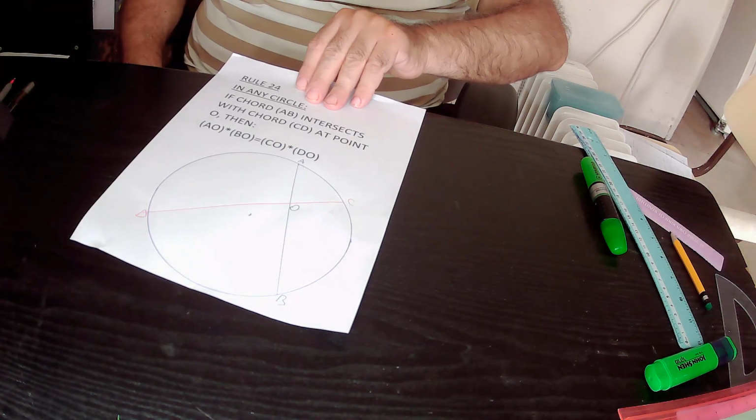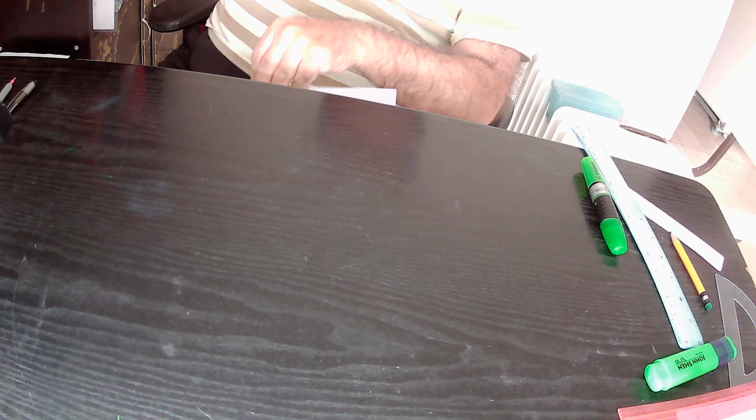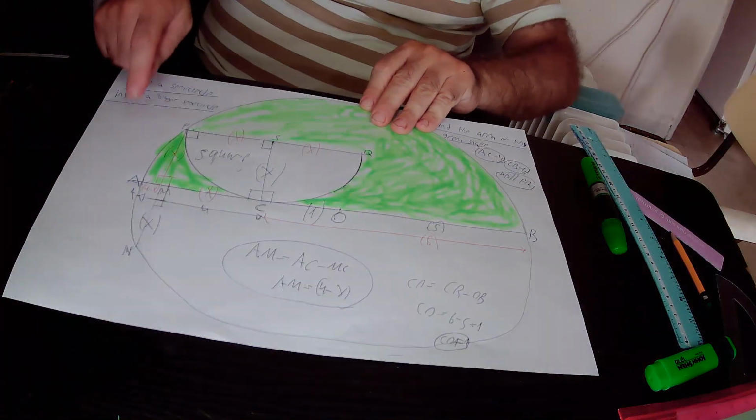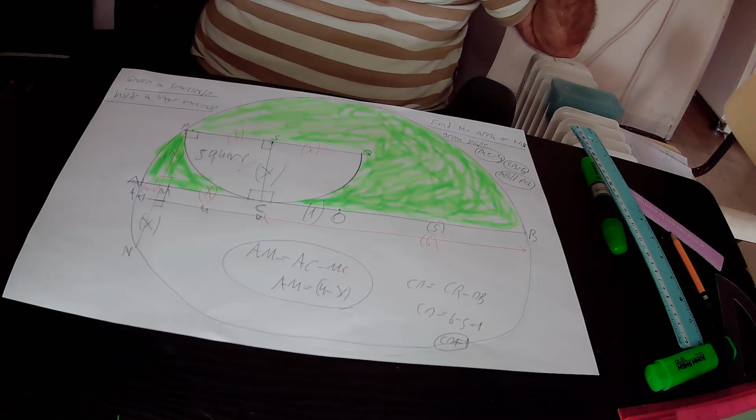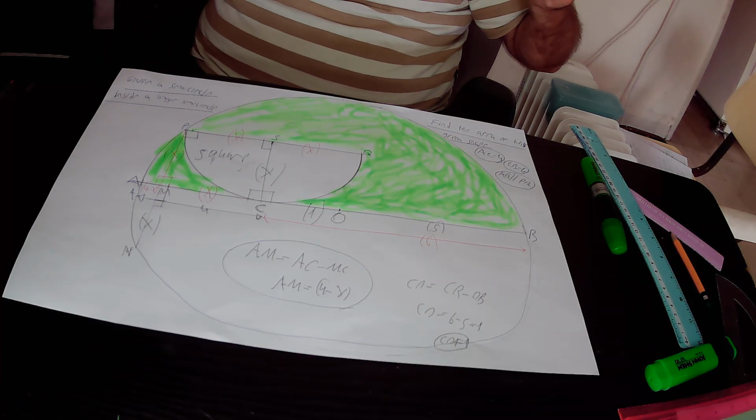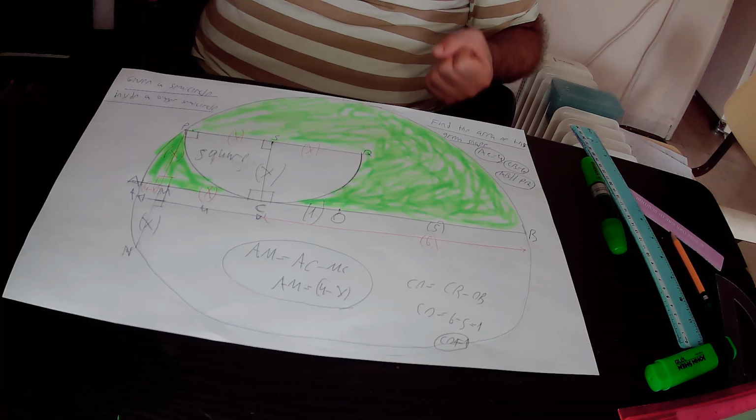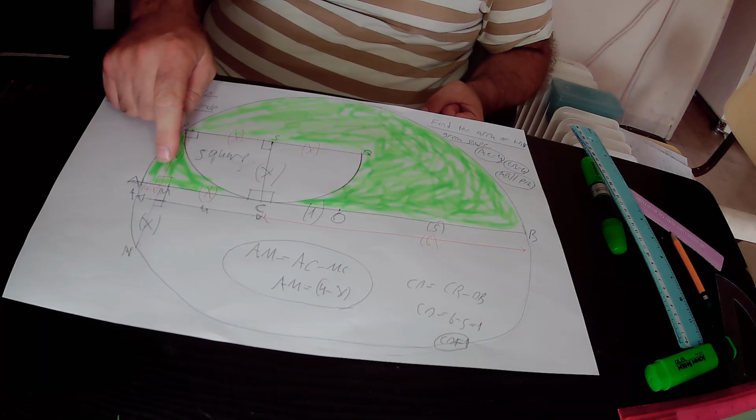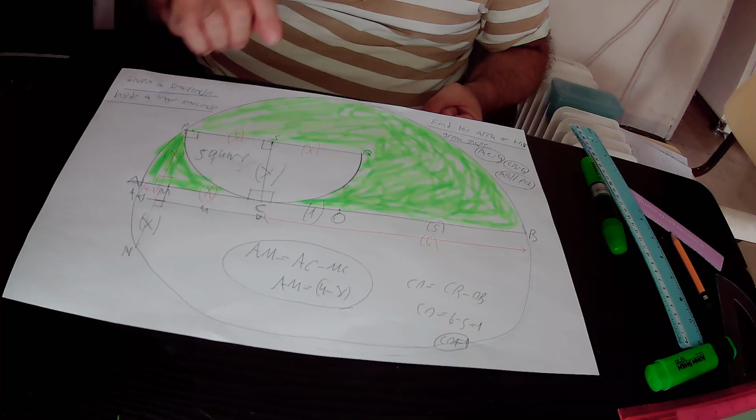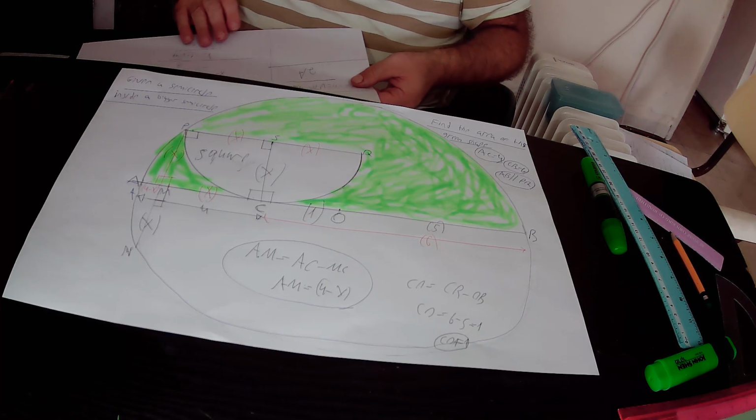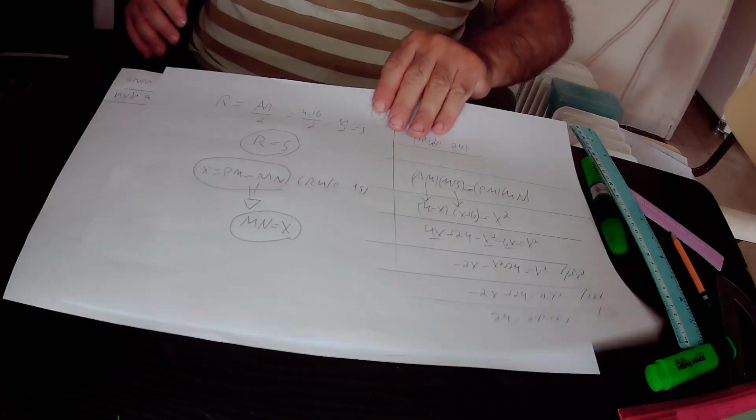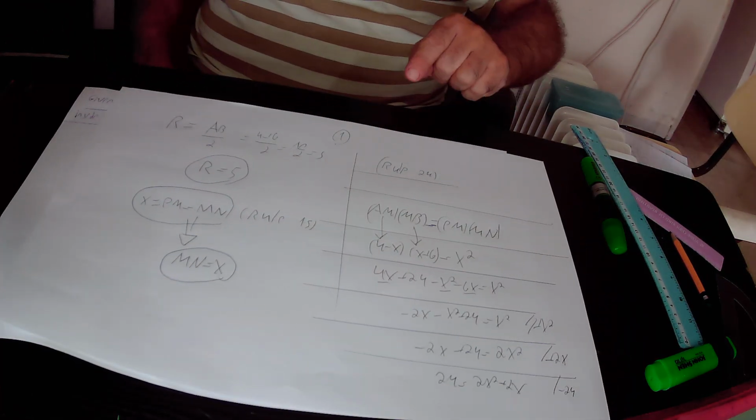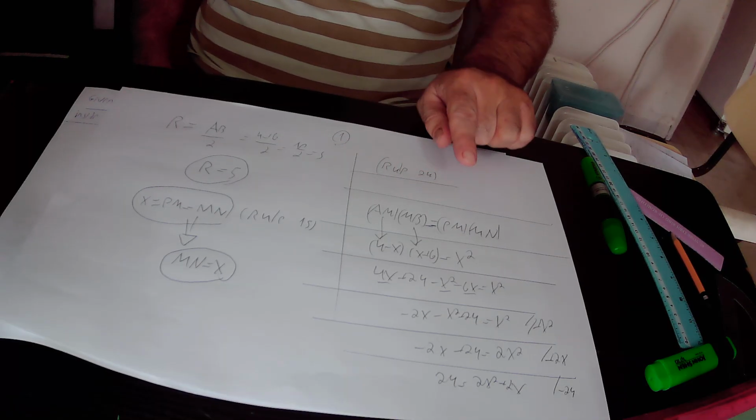So we can implement rule 24 in our drawing. Because in our drawing we have chord AB that intersects with chord PN at point M. So all the requirements of rule 24 are satisfied, therefore we can implement here rule 24. According to rule 24, AM times MB equals PM times MN.